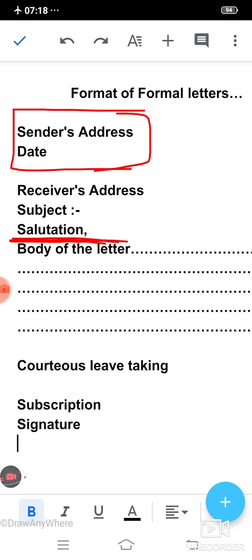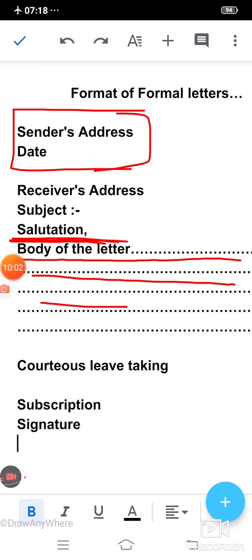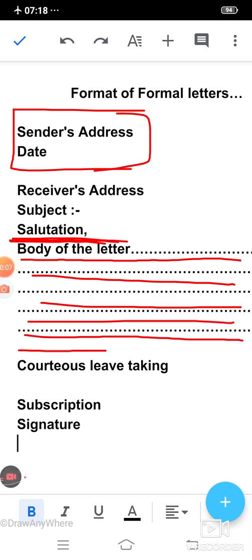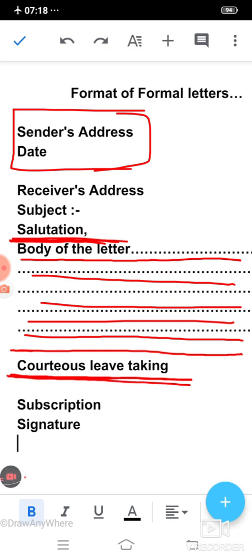So after salutation we write the body of the letter, or theme of the letter. The body of the letter is written after salutation. At the end of the body of the letter, we write a line to show courtesy. It means the end of a letter must not be abrupt. There should be some courteous words.